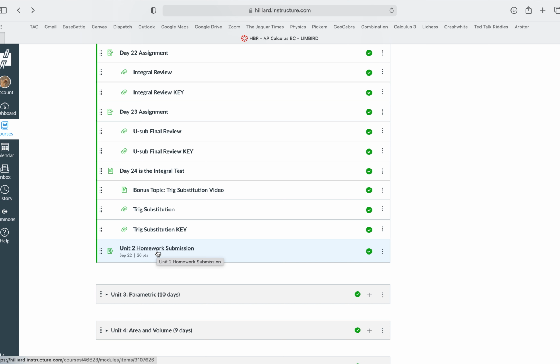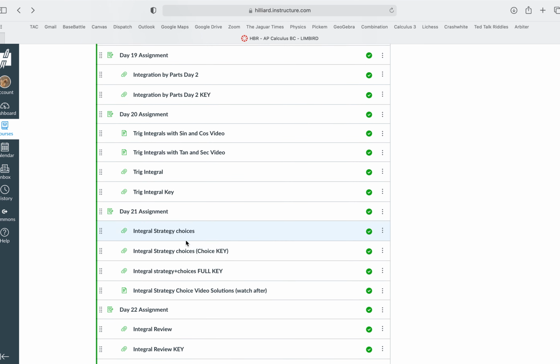So homework is a part of each one of my classes' grades, and they're going to do the homework throughout the unit. They're going to submit it at the very end of the unit. And that will help them prepare for the test. And then we take a test. Each unit has its own test. Along the way, obviously, they're practicing and they're reviewing.